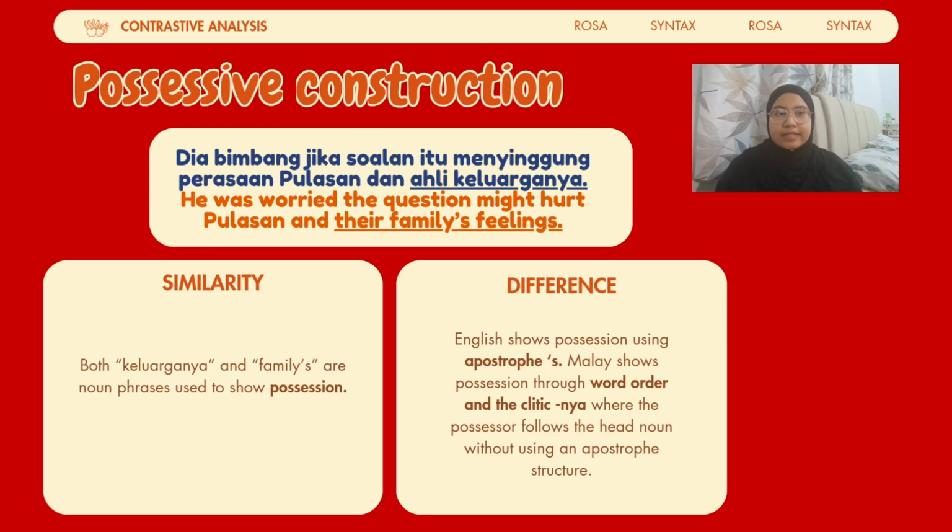Unlike English, Malay does not use an apostrophe structure to indicate possession. Instead, the possessor follows the head noun and the element nya helps indicate ownership. So this comparison shows that even though both languages express the same meaning, Malay and English use different syntactic patterns and possessive constructions to show ownership.